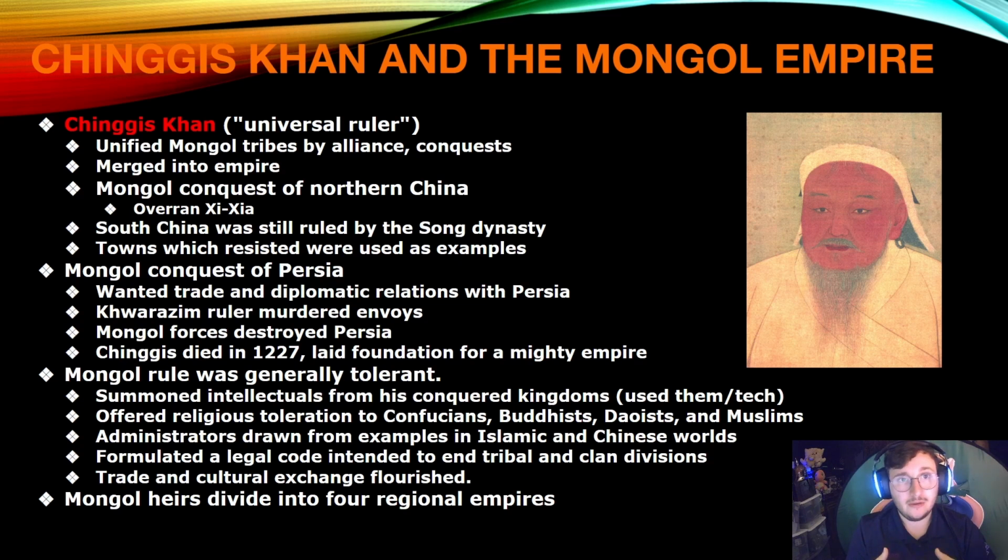The way they run their empire is drawn from the Islamic and the Chinese worlds. They formulate a legal code, which puts it into tribal and clan divisions. They really do try to make it so all these different groups can live together in peace. And due to this, trade and cultural exchange flourished. The Mongol heirs, the sons and daughters of Genghis Khan, are going to separate themselves into 4 regional empires.